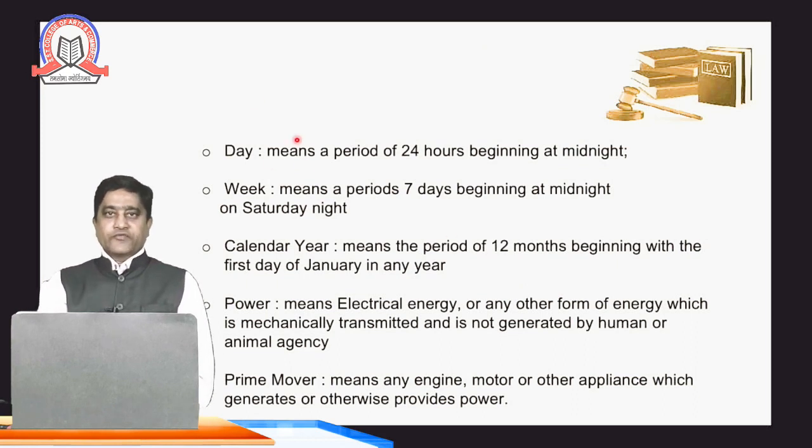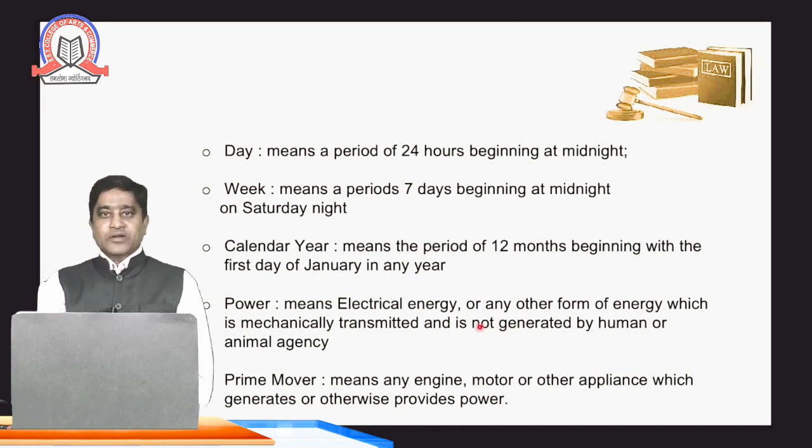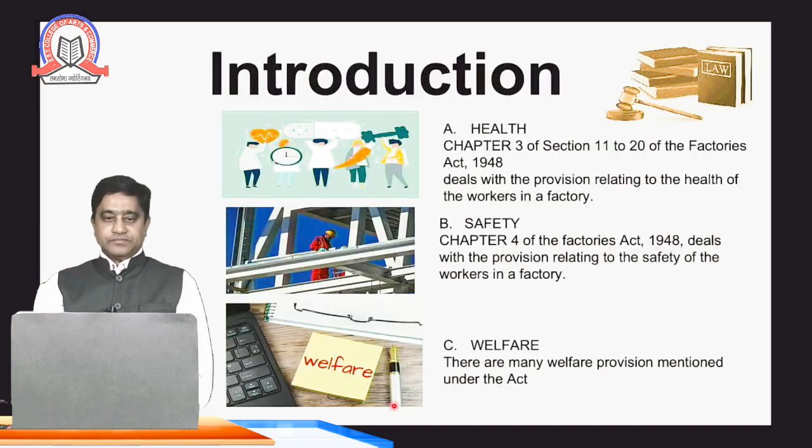Coming to the important definitions under the Factories Act: day means 24 hours beginning at midnight; week means 7 days beginning from the midnight of Saturday night; calendar year means 12 months beginning with the first day of January in any year; power means electrical energy or any other form of energy which is mechanically transmitted and not generated by human or animal agency. Prime mover in the case of a factory means an engine, motor or other appliance which generates or otherwise provides power.